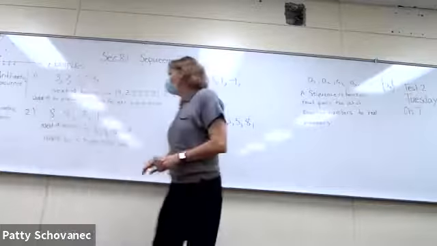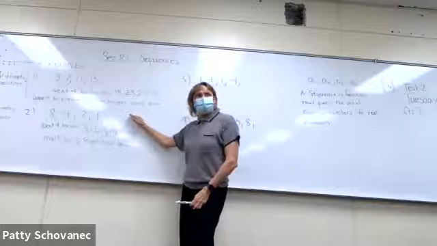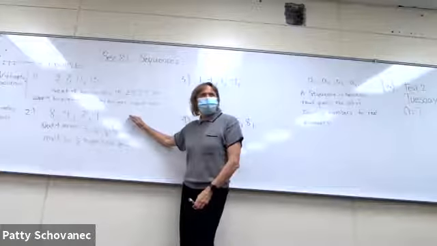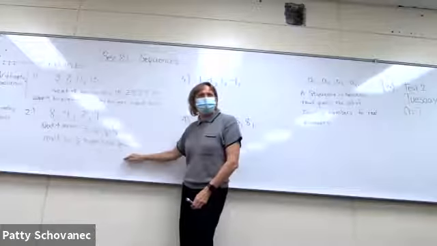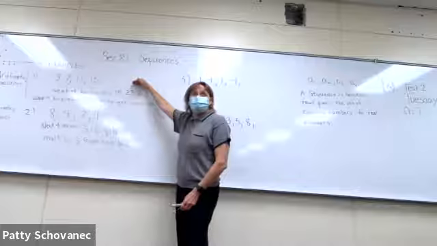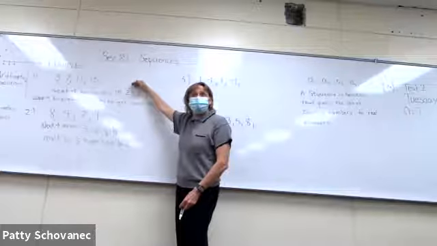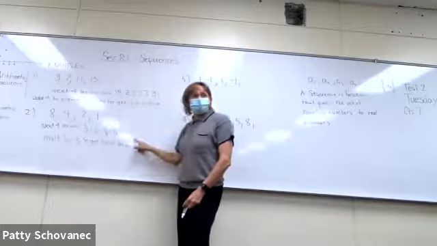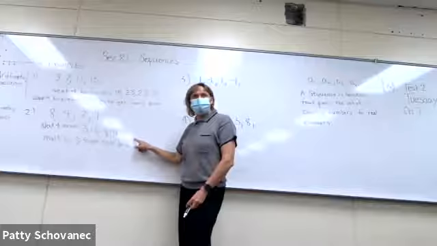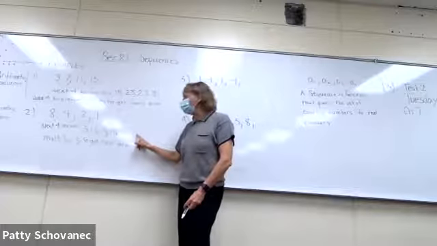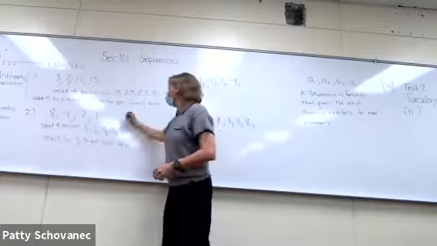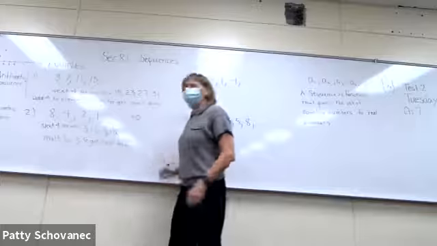So that's important. This particular sequence has a limit as n goes to infinity of 0. A sequence is said to converge if it has a limit. This one converges to 0. So this sequence converges to 0.